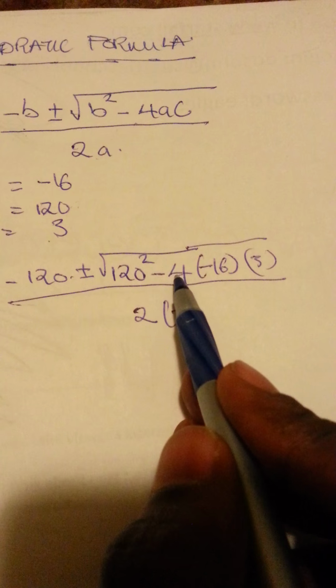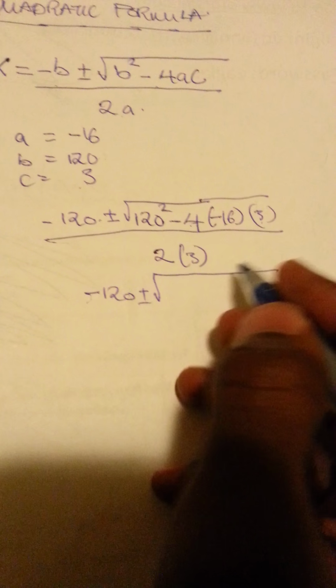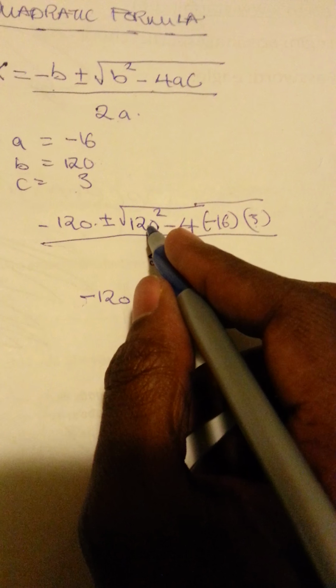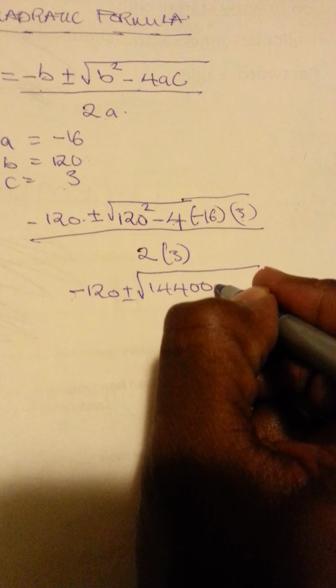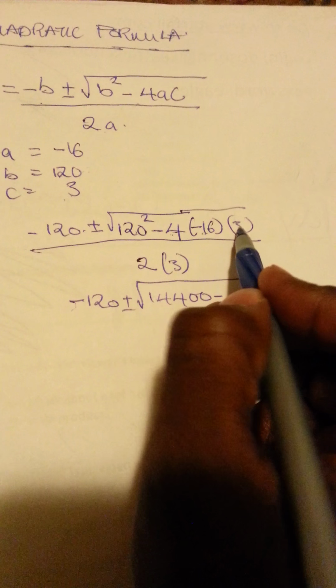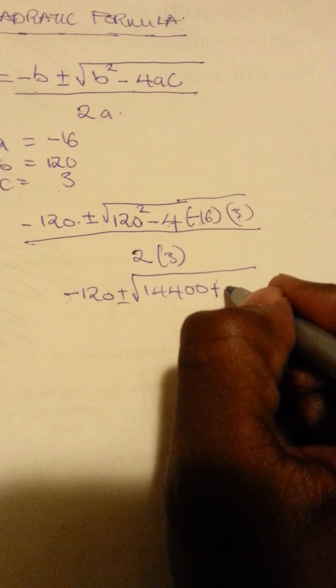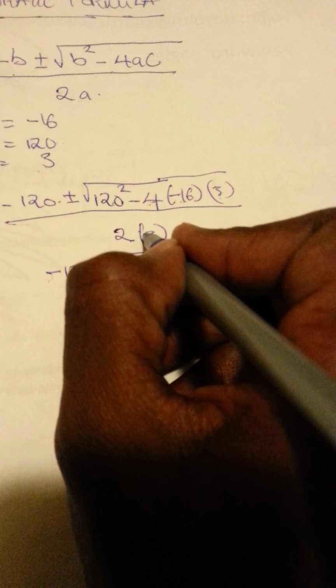So the next thing we're going to do is to solve these numbers. Negative 4 times negative 16 times 3. So negative 120 plus or minus square root of 120 squared is 14,400, minus, so negative 4 times negative 16 times 3 is positive 192, divided by 2a, where a is negative 16, so divided by negative 32.